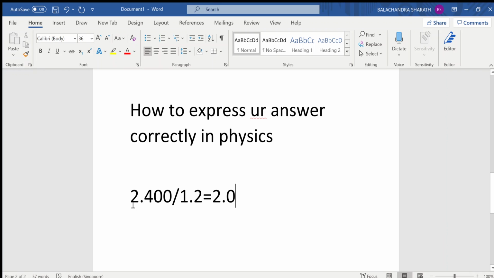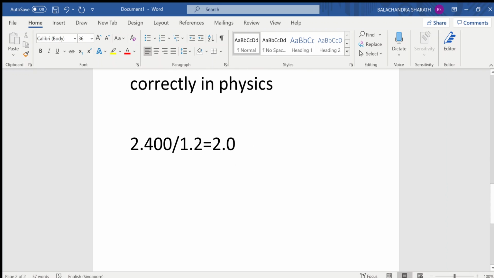2.400 has 4 significant numbers, and 1.2 has 2 significant numbers. So I have to express my answer in the lowest number of significant numbers, which is 2. So the answer is 2.0.